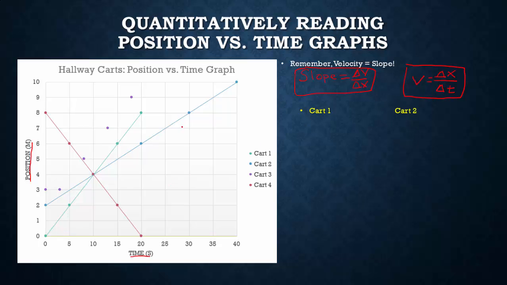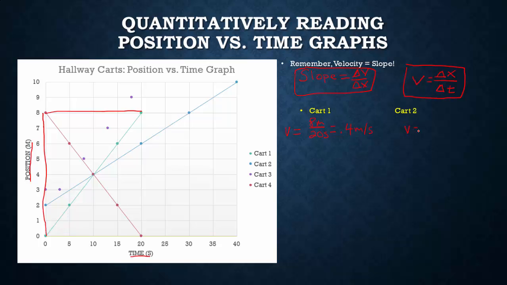For cart number 1, I can look at the slope of cart number 1 to figure out the velocity. Well, I know that cart number 1 changes its position. It has a vertical change of 8 meters, and that is my delta y. So v equals 8 meters over the change in time. It goes from 0 seconds to 20 seconds. So the velocity is going to be 8 meters per 20 seconds. In other words, 0.4 meters per second.